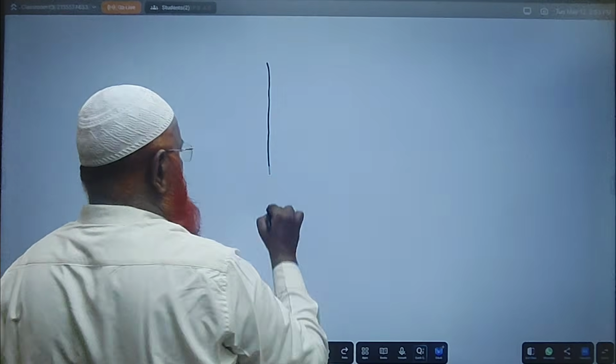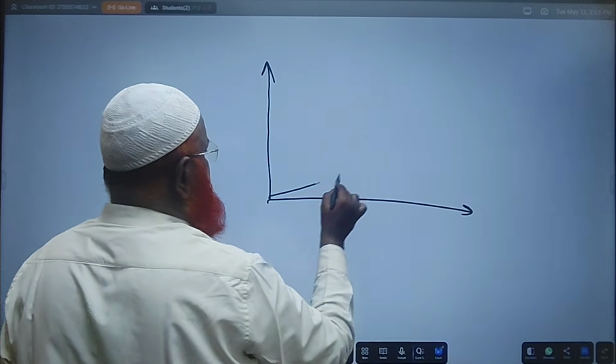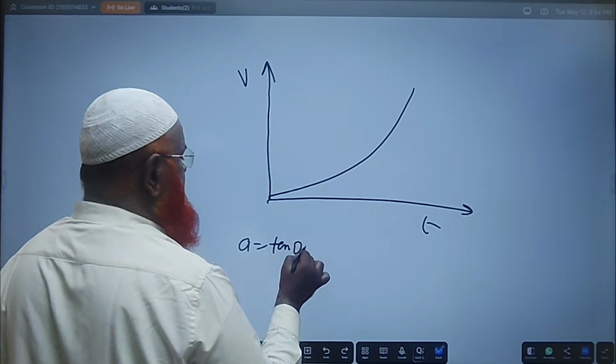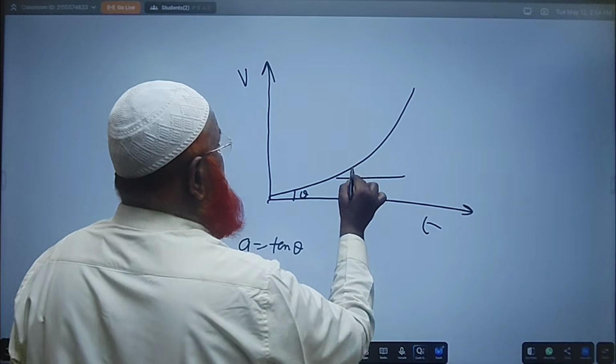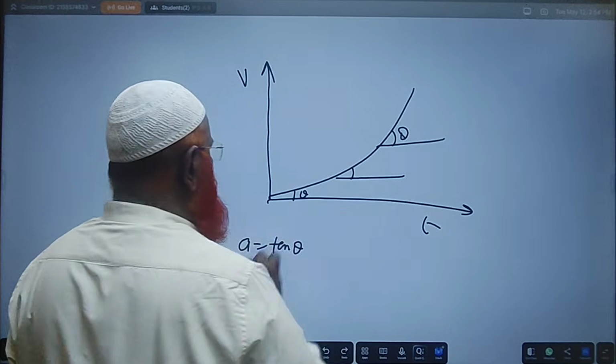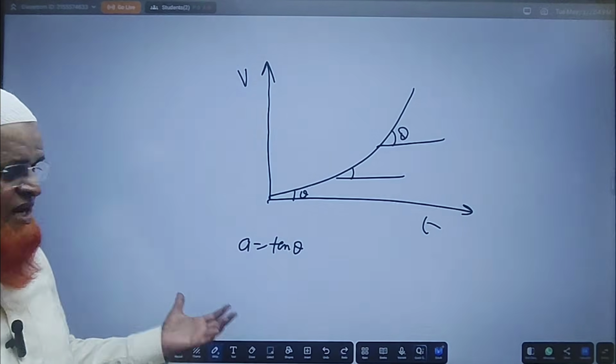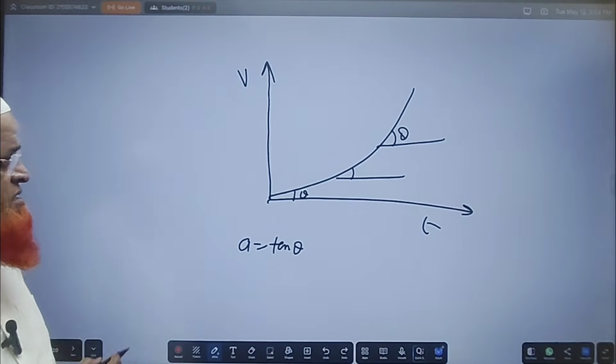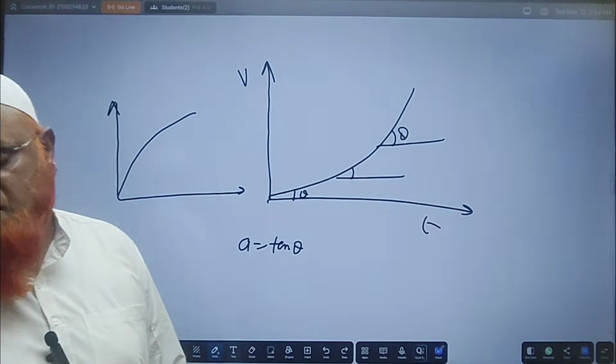Okay. So now, for example, the graph is like this. So this is a velocity time graph. Acceleration is nothing but tan theta. Here, if you see, theta is going on increasing. So theta is increasing, acceleration is also increasing. It's a case of positive acceleration increasing. Understand?